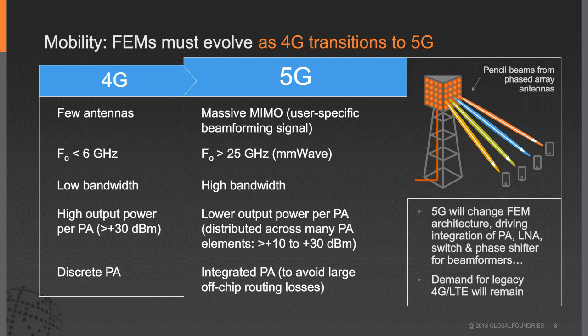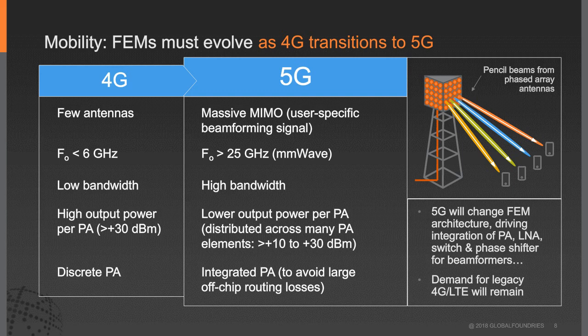5G is changing the front-end module architecture, driving the integration of the power amplifier, the low noise amplifier, the switch and phase shifters for beamformers. The use of high frequency bands for millimeter wave is emerging as a key 5G technology. The use of this band is very compelling because large amounts of bandwidth in hundreds of megahertz are available at these high frequencies, which enable extremely high data rates and significant increase in capacity.